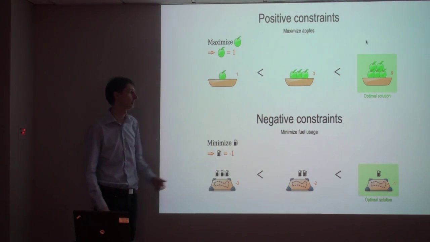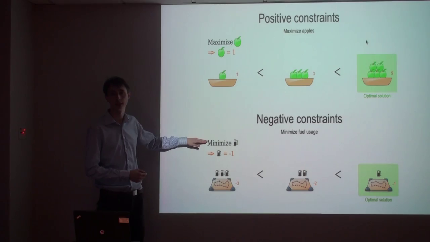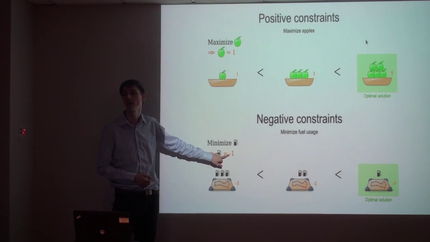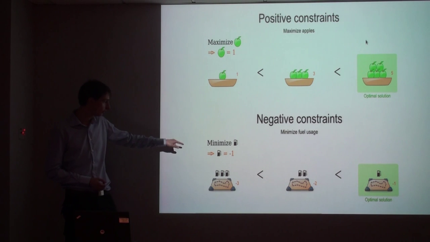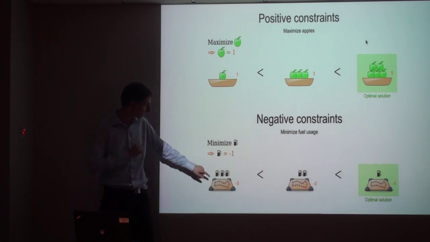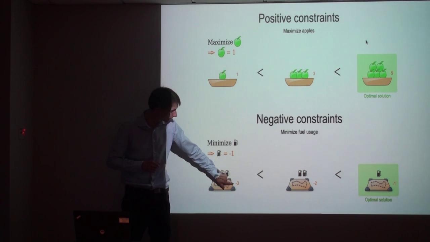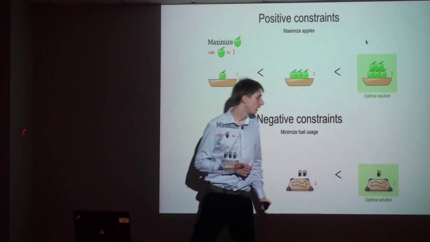So how would we do that? Well, it's a negative constraint. So if we want to minimize stuff, we are going to add negative. We are going to add minus one instead of positive one. I'll explain in a second. But let's just count. Three fuel is minus three, two is minus two, and one is minus one.